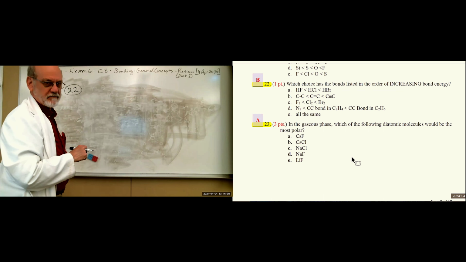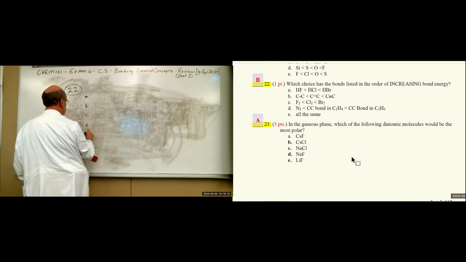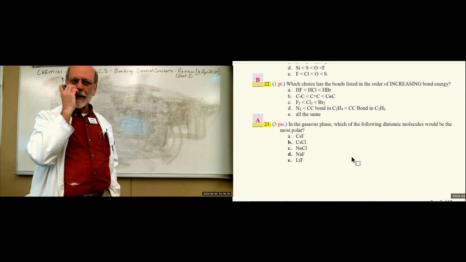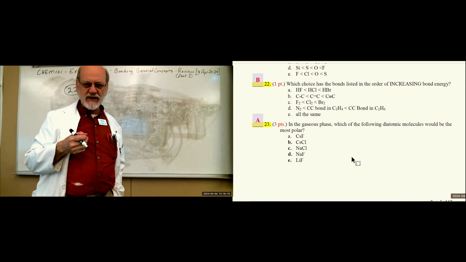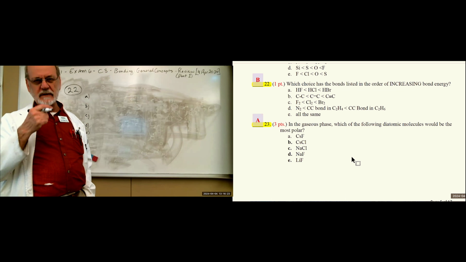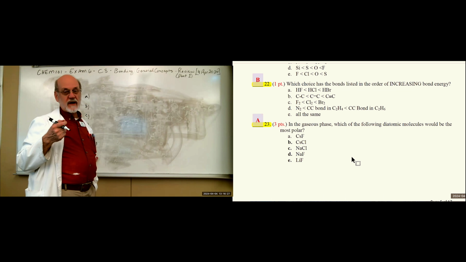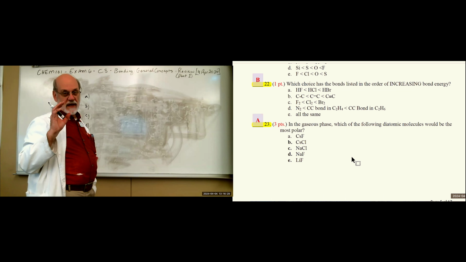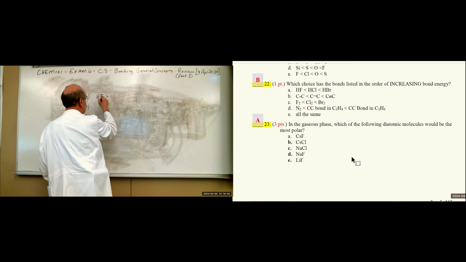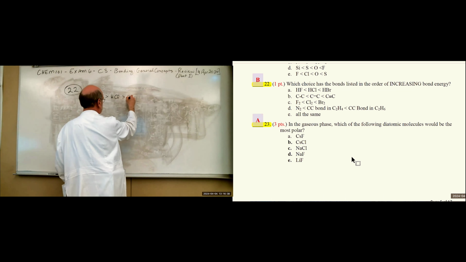Increasing bond energy. All right. B, C, D, E. Okay. HF, HCl, HBr. Actually, the strength of the bond for A should be the other way around. HF should be the strongest, then HCl and HBr.